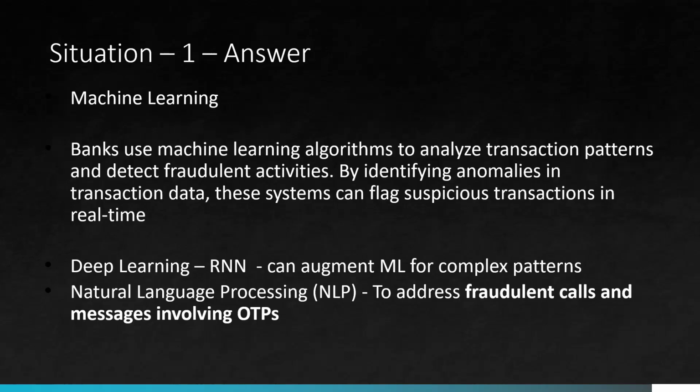NLP is used to address fraudulent calls and messaging involving the OTP. Now, one thing is missed out here, that is computer vision. Can anyone tell me where computer vision is used in this fraudulent transaction? Check, signature verification, overwriting. There we can use computer vision, which was missed out here. But generally robotics is not that used in this situation.